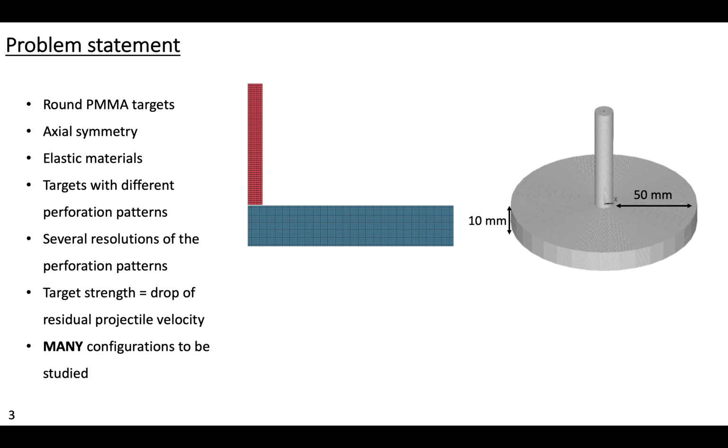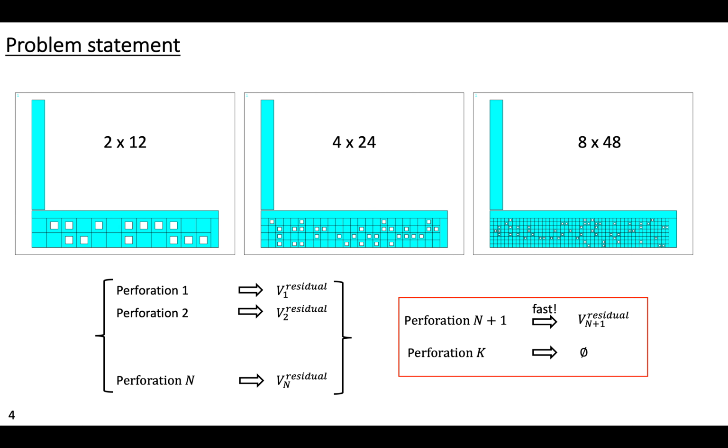We suppose that all our problems are characterized by only one thing, a perforation pattern. So everything in our problems is similar except for the perforation pattern, which is effectively holes inside our target. But since we're applying axial symmetry, these holes are actually concentric canals inside the target. So we are going to study perforation of the targets with 3 resolutions. It's 2 by 12, 4 by 24, and 8 by 48.